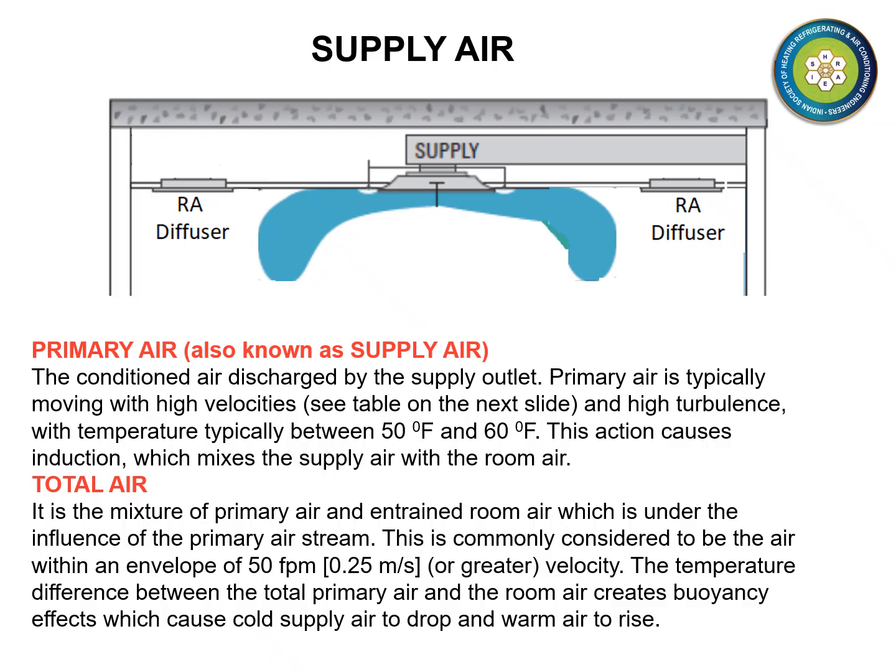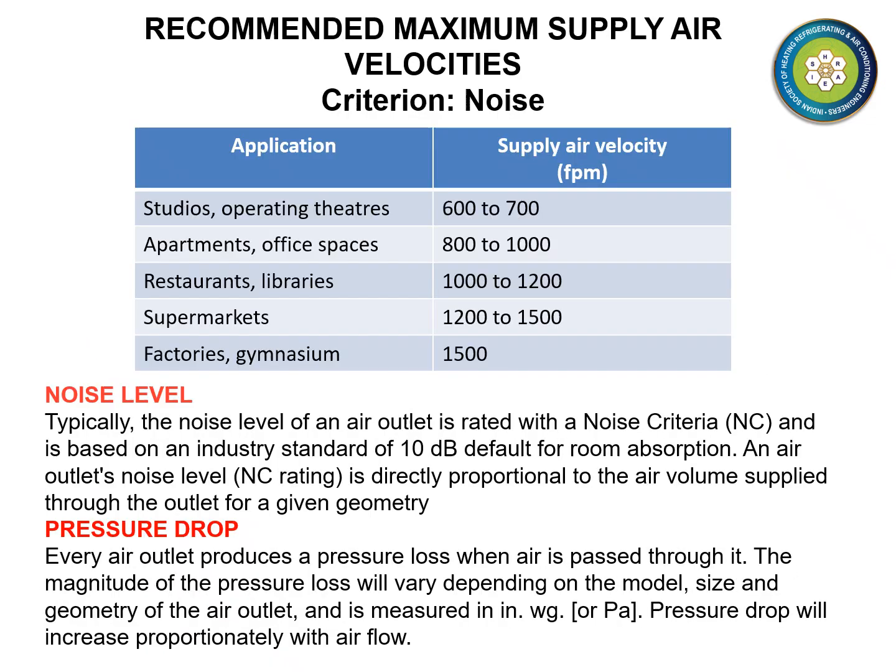Total air is the mixture of primary air and entrained room air. The difference between the total air and room air creates a buoyancy effect causing cold supply air to drop and warmer room air to rise. The higher the supply air velocity, the noisier it gets inside the room. In view of this, the recommended maximum supply air velocities for different applications are shown on this slide.